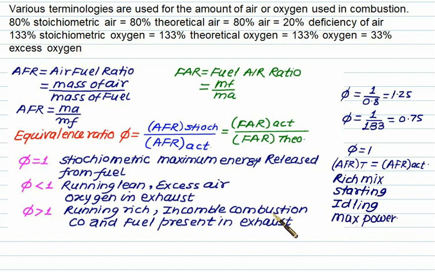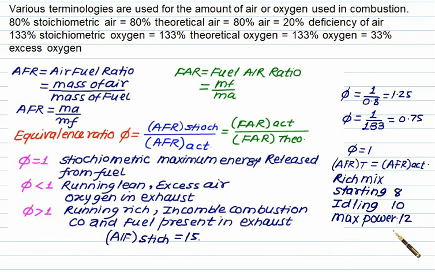Suppose we have a theoretical, that is stoichiometric, air-fuel ratio. Let us take a reference equal to 15. Then for starting, this value will be around 8, which is less than this value. For idling, it will be approximately equal to 10. And for maximum power, it will be equal to 12.